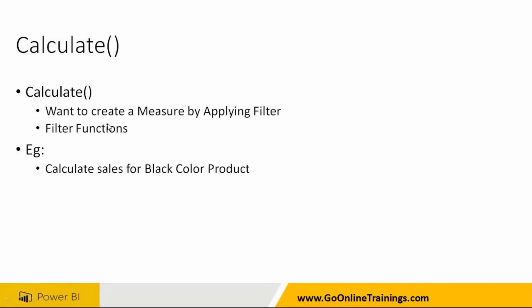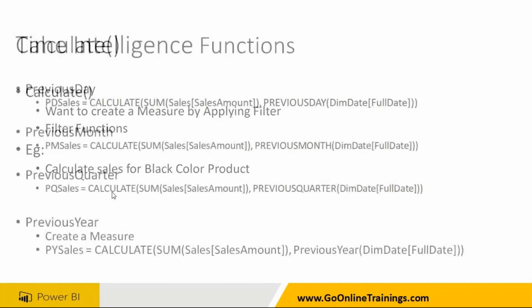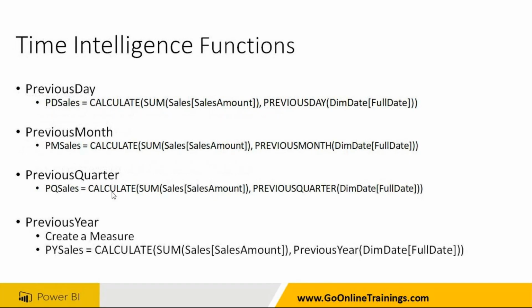It is going to be creating a measure by applying a filter. What type of item you wanted to filter? What is that you would like to filter? So that option you can give, and it is going to be creating a lot of calculations on that data. Clear? So that is what is called calculate. So this function we're going to be discussing in filter functions. Clear? So now I wanted to understand some more time intelligence functions.